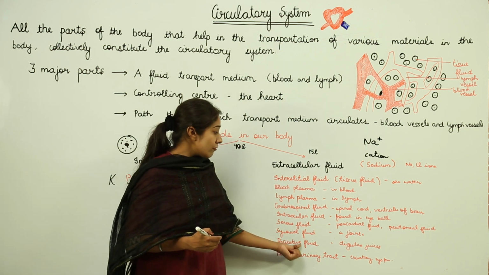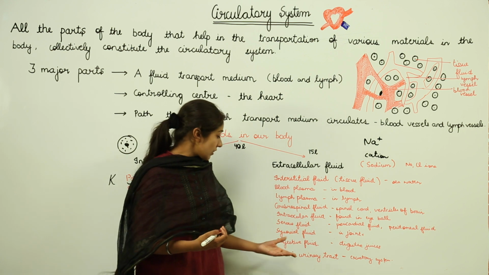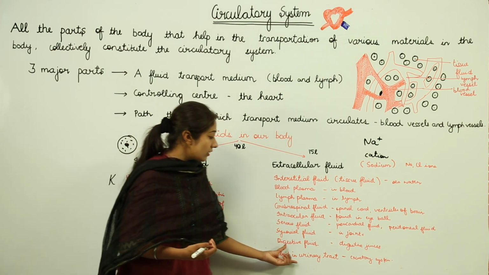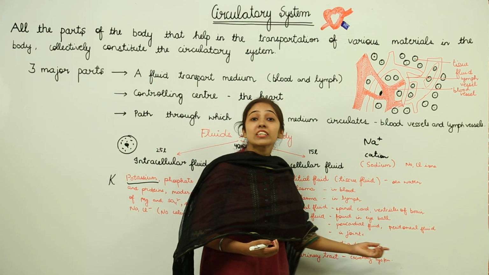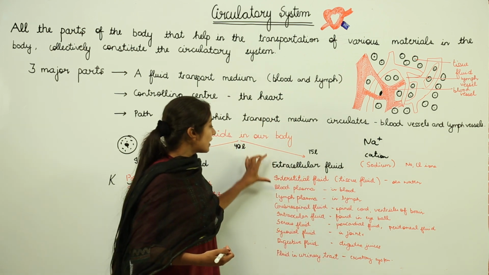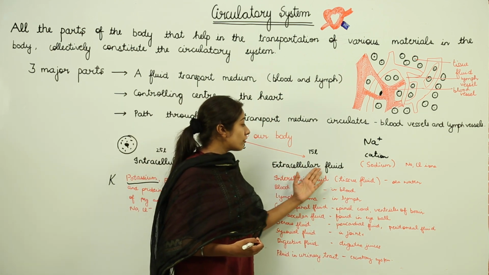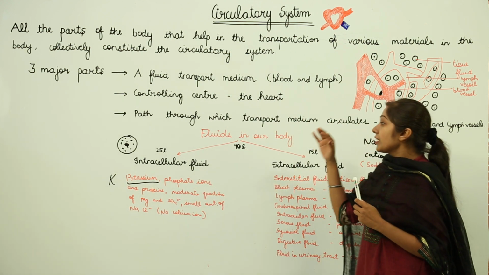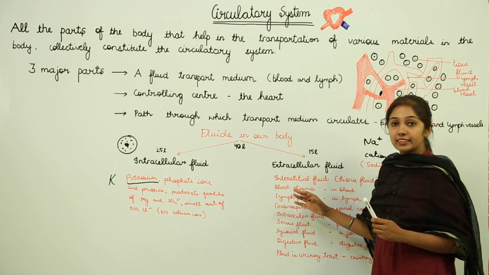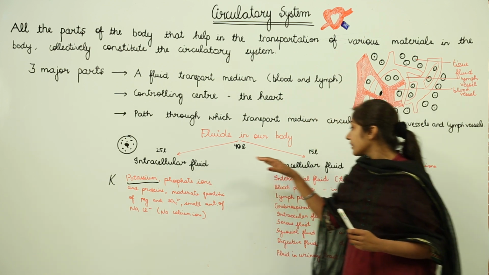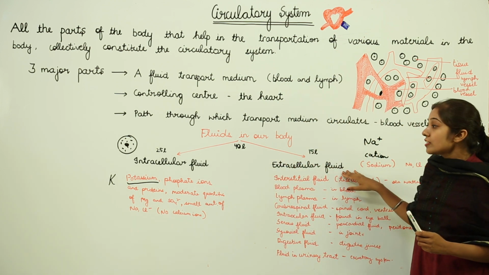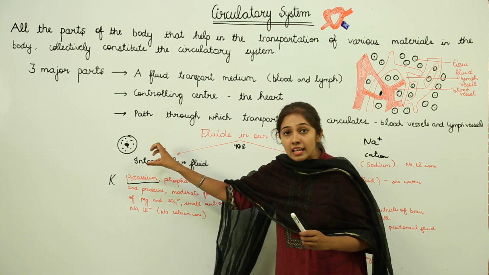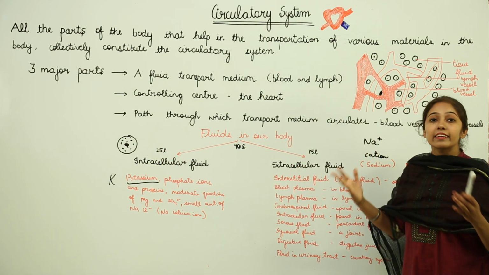Then we have the digestive fluid, meaning the digestive juices. Then we have the fluid in the urinary tract, which is a part of the excretory system. So these are the examples of extracellular fluids, right? The fluids that are found outside the cells. So we have divided fluids into two categories, the intracellular one and the extracellular one, right? Intracellular means within the cell and extracellular means outside the cell.